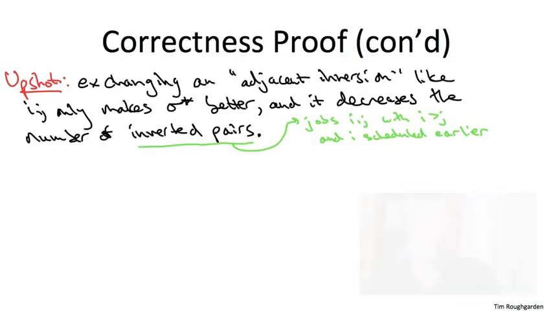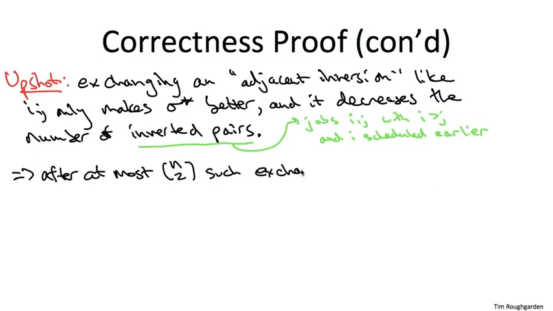Why can this not continue forever? Well, the number of inversions can only be n choose 2 initially. That's if you start with the schedule n, n-1, n-2, all the way down to 1, if the jobs are initially backward. So we can only do this exchange n choose 2 times before we necessarily terminate with the greedy schedule 1 through n. At that point, what have we done?